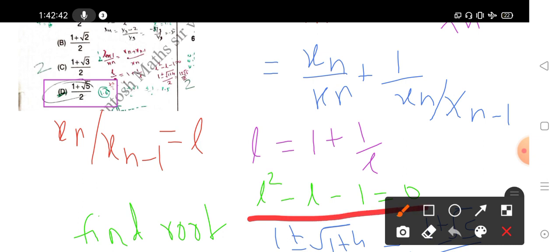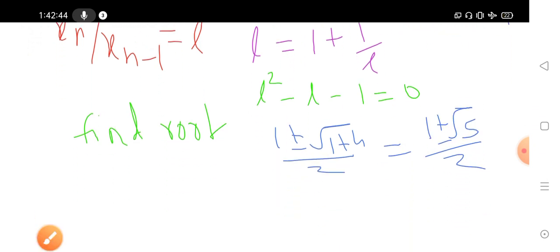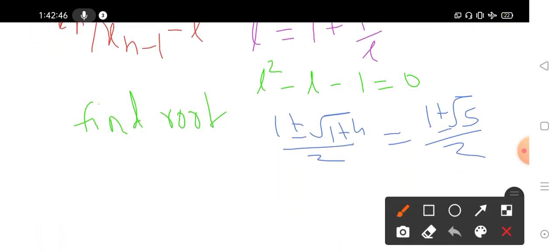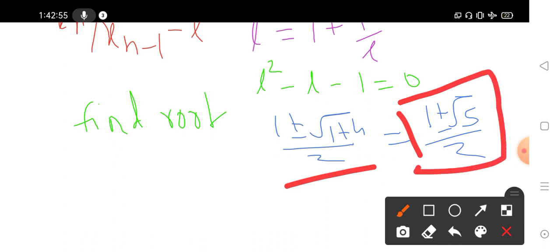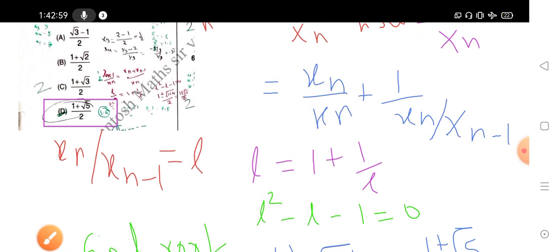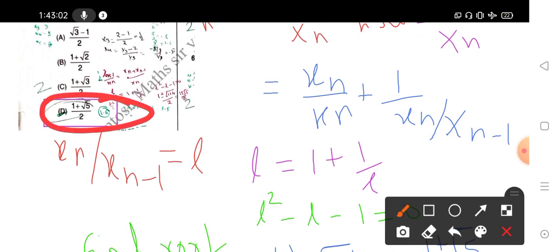L square minus L minus 1, and the roots are 1 plus or minus root of 1 plus 4, upon 2, that is 1 plus root 5 by 2. Here we take only the positive root, which is in the options, and we get option D as the correct answer.